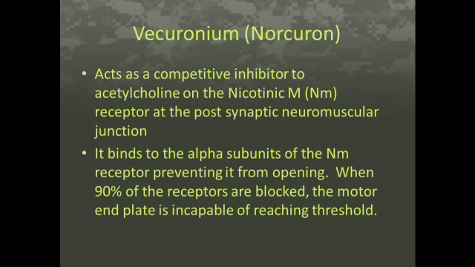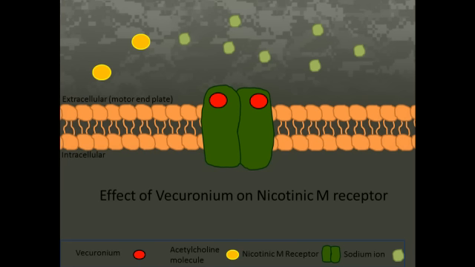And here we see the action of Vecuronium when it attaches to the nicotinic M receptor. It inhibits the binding of the acetylcholine, and the receptor does not open, and the neuromuscular end plate does not depolarize.